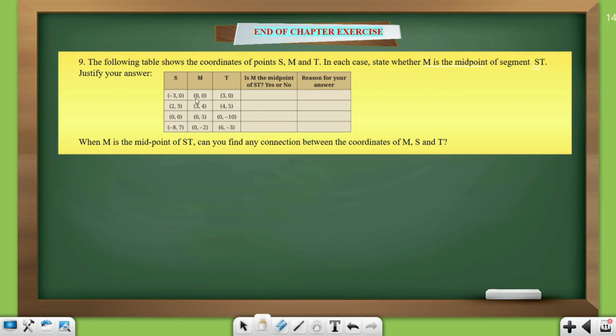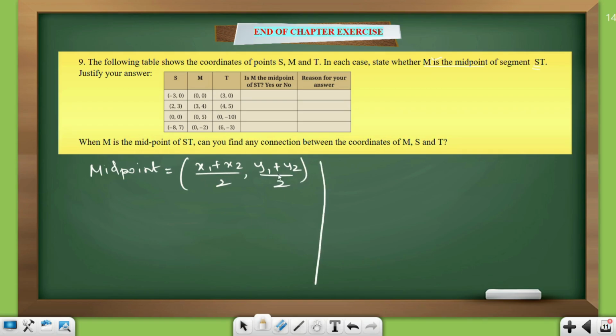Whether my midpoint gets matched with this point M, then I can say that M is the midpoint. Otherwise, it's not. Okay, so let's start our procedure with the midpoint formula. The midpoint of two points is given by (x1 plus x2 by 2, comma y1 plus y2 by 2). This is our midpoint formula, where (x1, y1) and (x2, y2) are the two points, and we have to follow this formula.